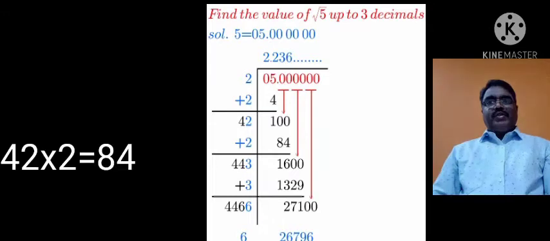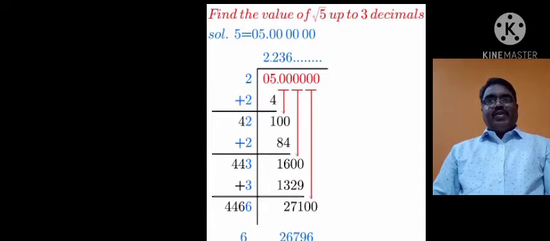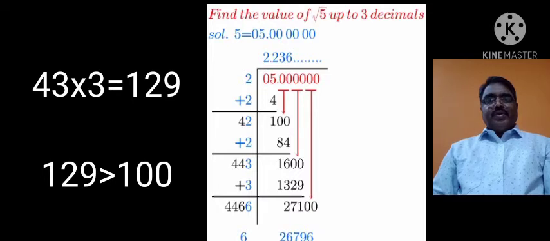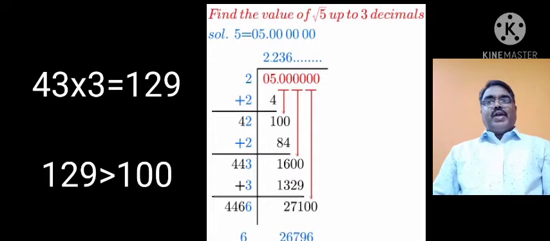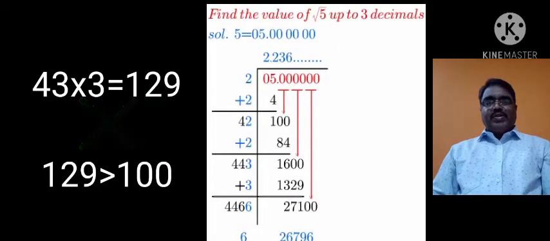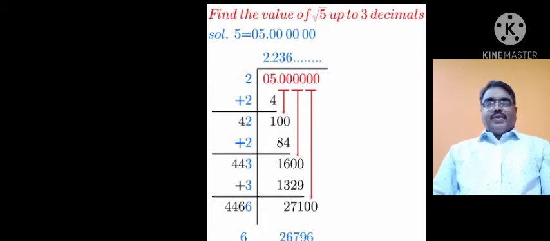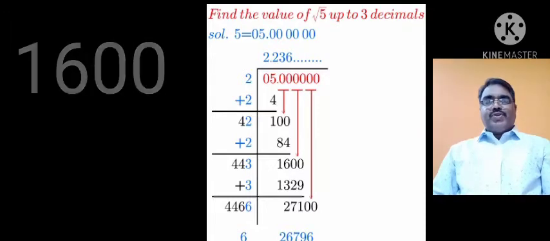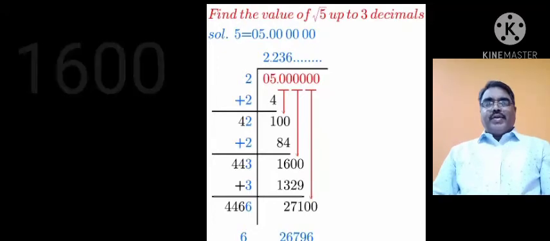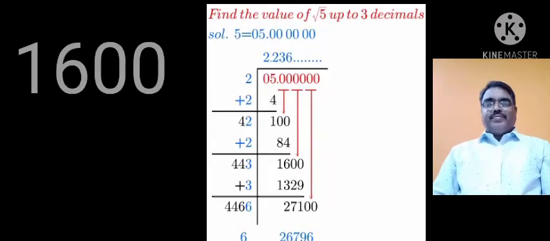Instead of 2, if you take 3, you get 43 into 3, 129, which is more than 100. We cannot take 3 here. That is the reason why we have taken 2 here. So we multiply 42 with 2, you get 84. Subtract 84 from 100, you get 16. Bring down the next pair of digits, they are 0, 0. You get here 1600, which is a new dividend.